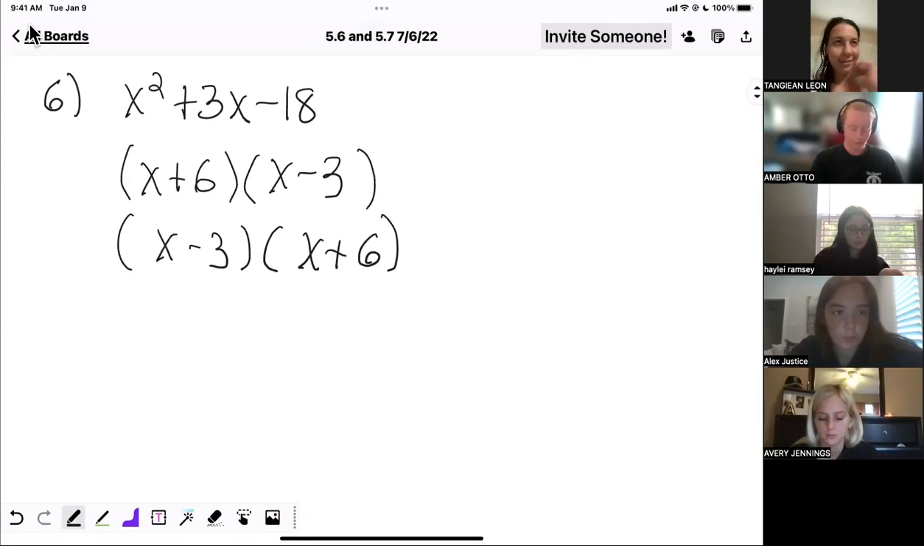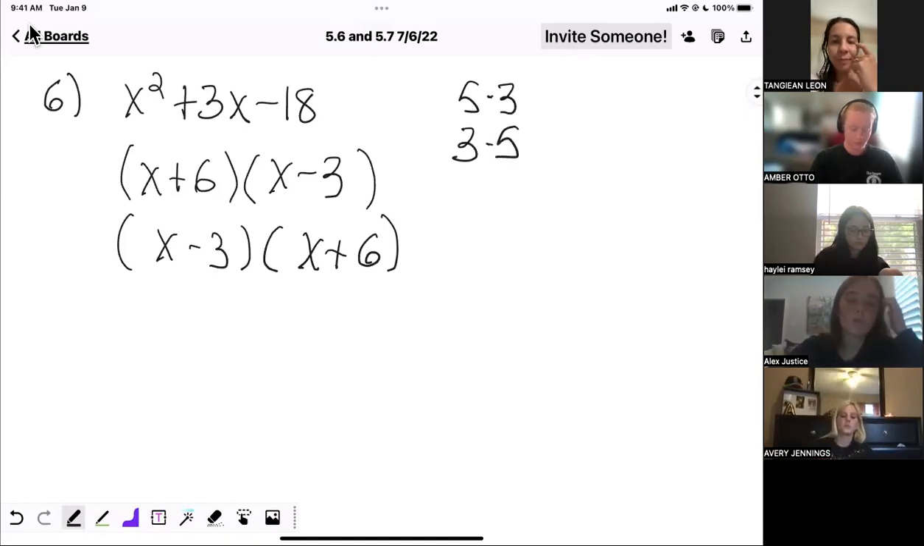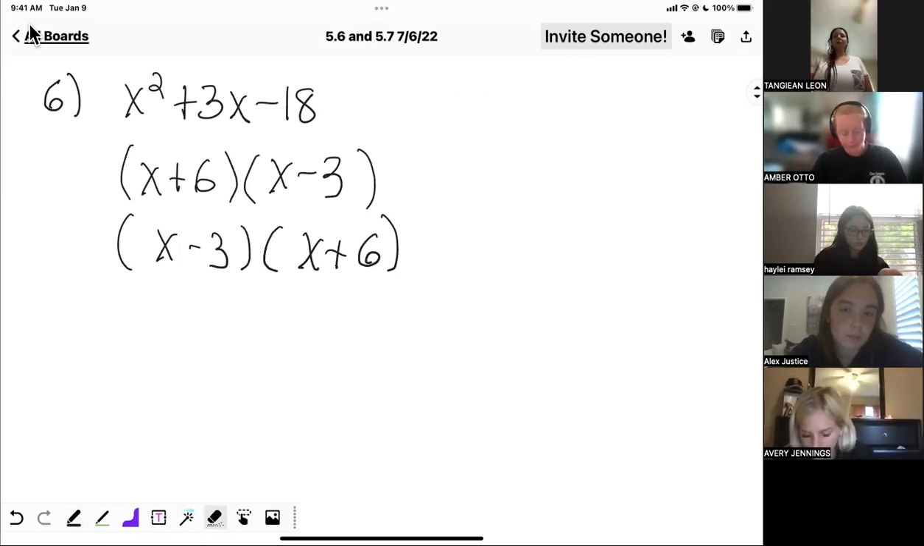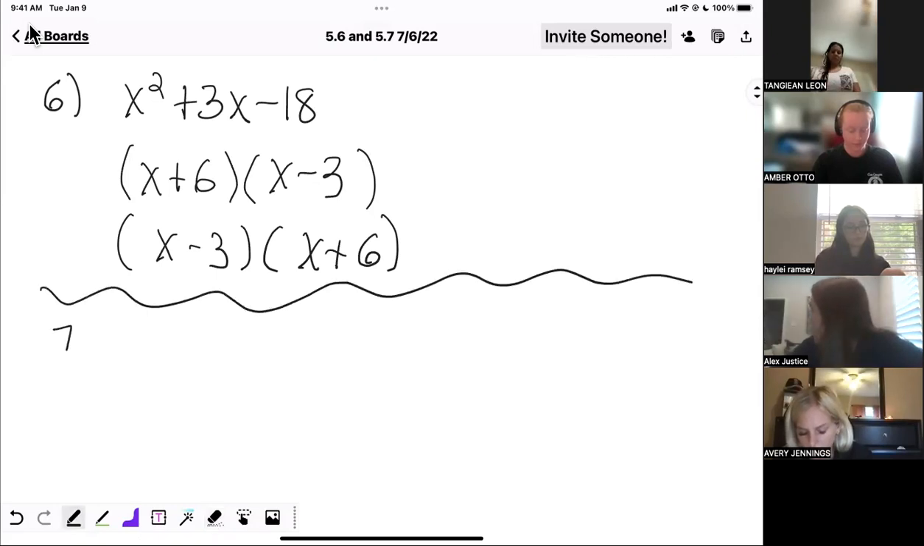It's like multiplying: 5 times 3 is the same thing as saying 3 times 5. But I do want to make sure because sometimes students think, oh, it has to be the plus first. No, just that the 3 is negative and the 6 is positive, and you're good. Doesn't matter the order. That's for any of these. So if I write it in the opposite order you do, it's still the same answer. Okay, let's look at this one.